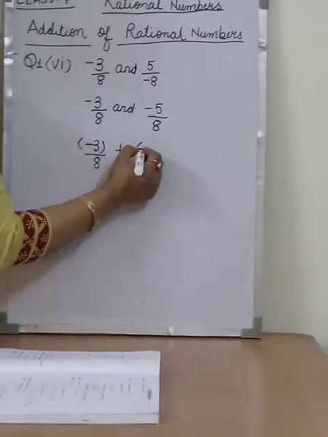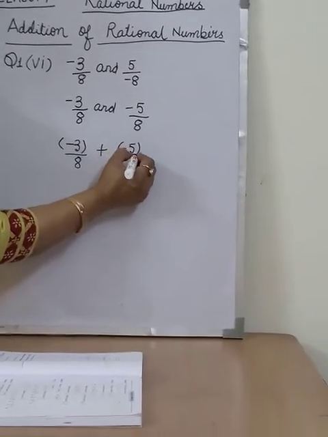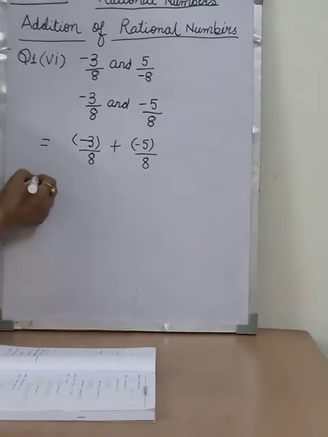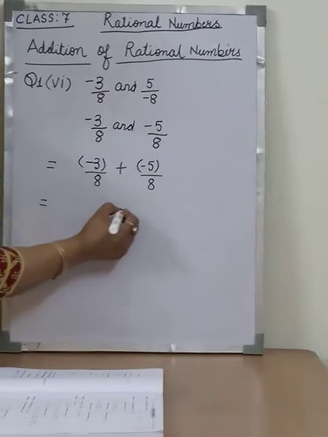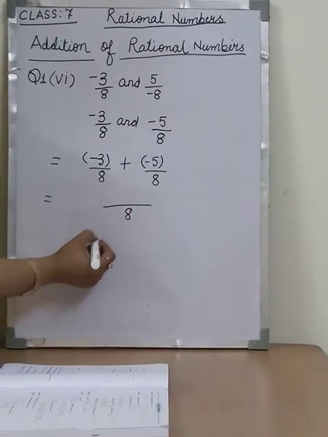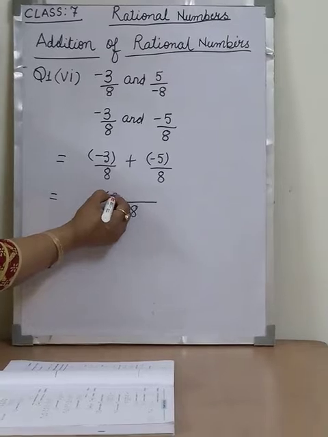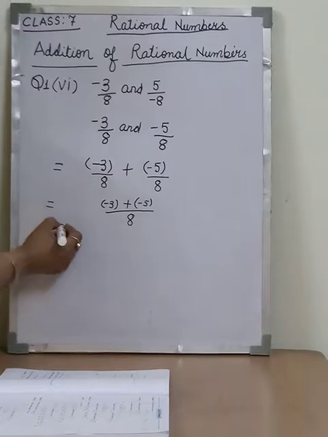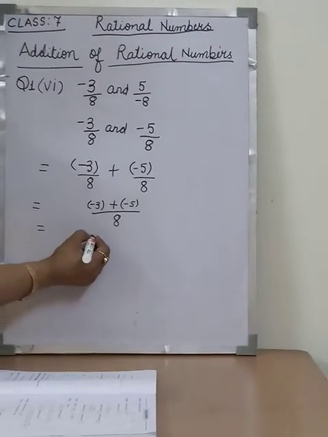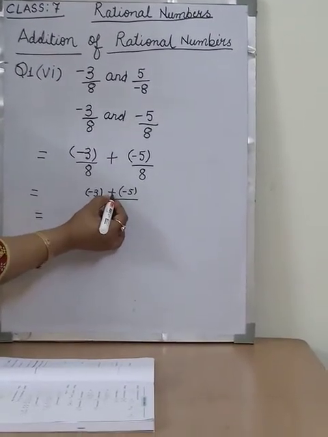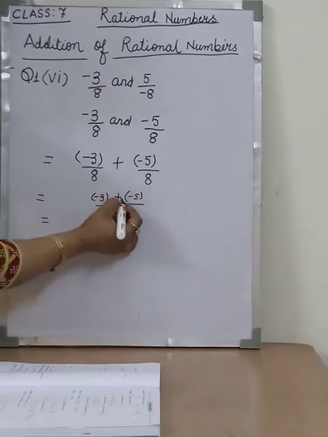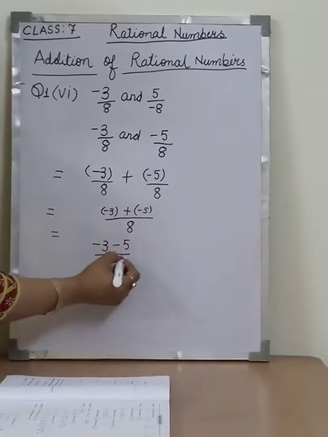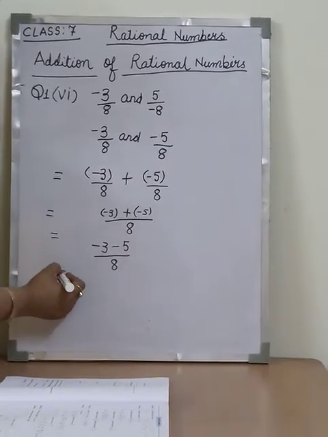See, as there are negative integers in the numerator, it is better to write them in brackets. Okay, this way we write. Now we find the common denominator is 8. So I write 8 as a common denominator. Minus 3 plus minus 5. Now remove the bracket. This will become minus 3 and this is plus, this is minus. Two different signs, the sign is going to become minus, upon 8.